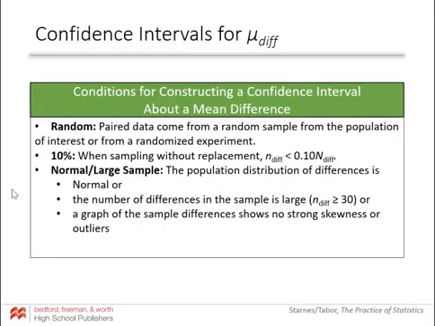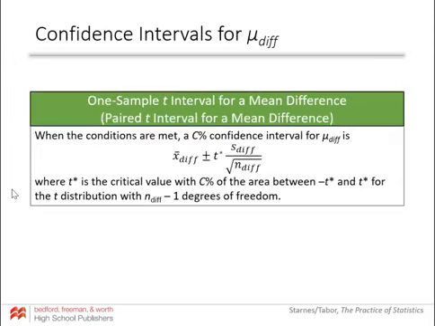All of these conditions should look very familiar to you. Random, 10% if we are sampling without replacement, meaning we're not doing an experiment. And then normal/large sample, we either have to know the population is normal, have a sample size more than 30, or draw a graph and discuss that graph and say that it doesn't have any strong skewness or outliers. Okay, when those conditions are met, here is our formula.